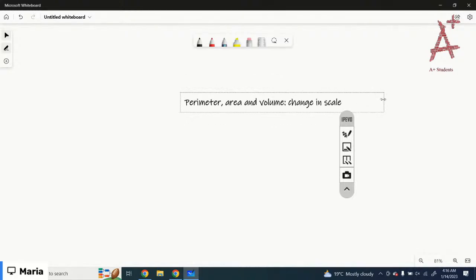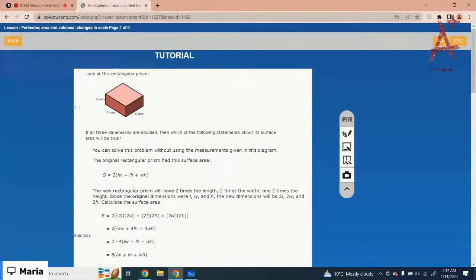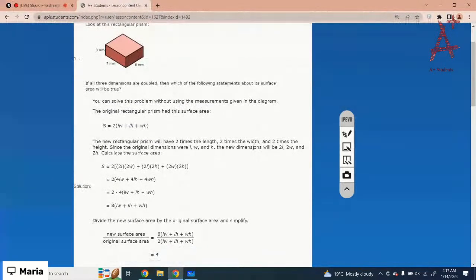Okay, let's start with the first example. Look at the rectangular prism. If all the three dimensions are doubled, then which of the following statements about its surface area will be true? So all the side lengths are doubled. Got it? Okay, so basically the original rectangular prism had the surface area S equals 2 times length width plus length height plus width height. That is the formula. Got it?